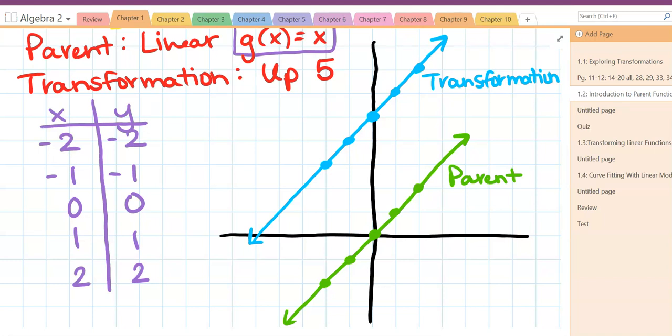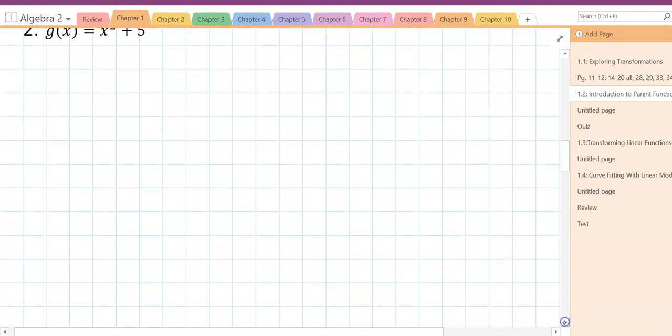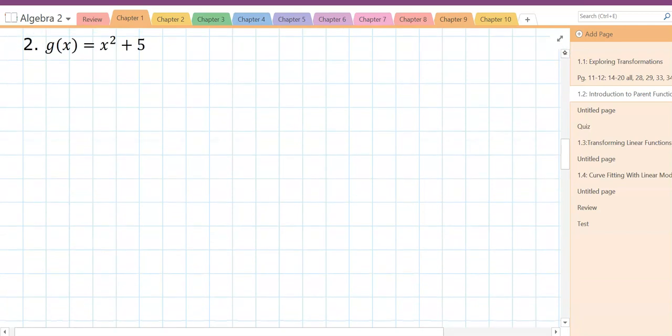Okay, let's look at another one. So number 2, we have g of x equals x squared plus 5. So can you guys tell me what you think would be the parent graph? Go back up to your chart there. Look at what the equation says. Look at those names and tell me if you think it's constant, linear, quadratic, cubic, or square root. Which one do you guys think it would be?